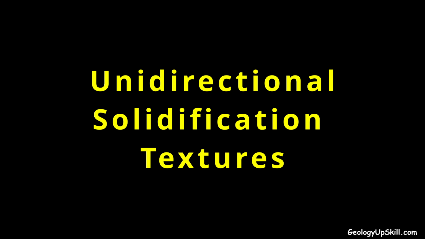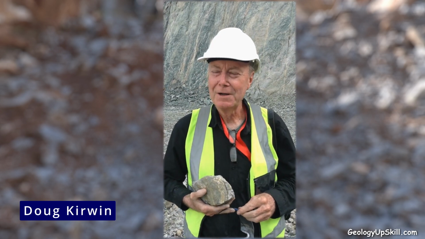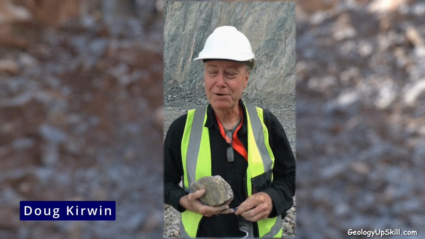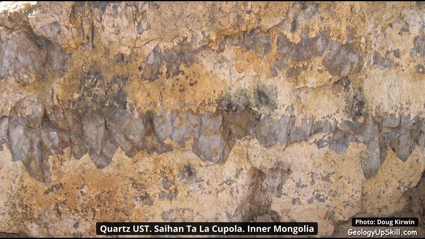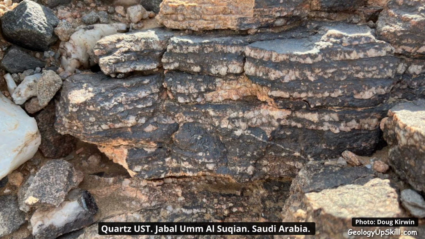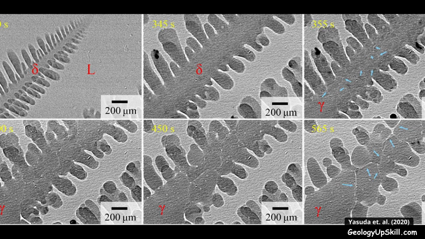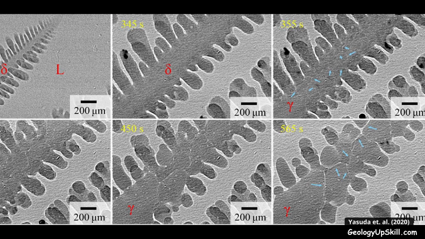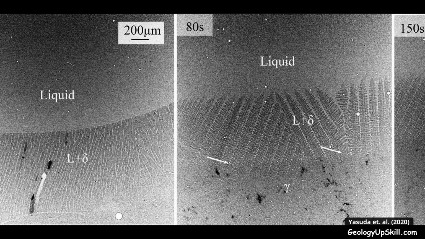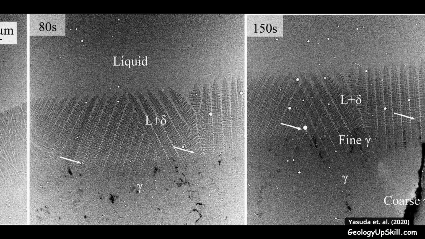If I'm going to talk about USTs, I have to mention Doug Kirwin. He's probably seen, documented and collected more USTs than any other geologist alive today. Many of the photos you'll see in this video are from his collection. The term originated in the metallurgical literature to describe crystal growth patterns in cooling metal melts, where crystals nucleate on the walls of a mould and grow inwards towards the remaining melt.